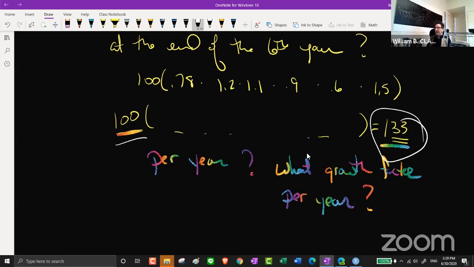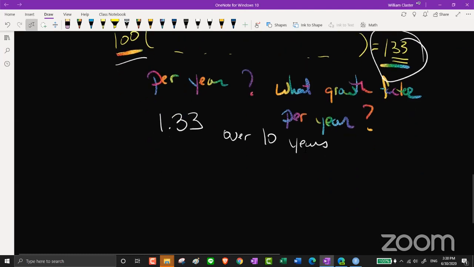So you might think like this. You might think, well, I have to increase by $33, right? So I need a growth factor of 1.33 over the 10 years. Does everyone understand that? I need a 10-year growth factor of 1.33, right?